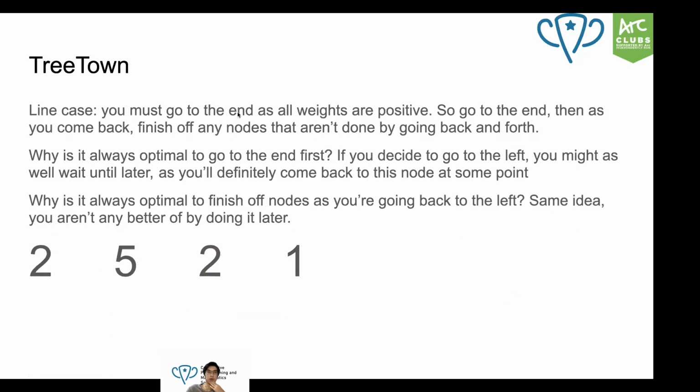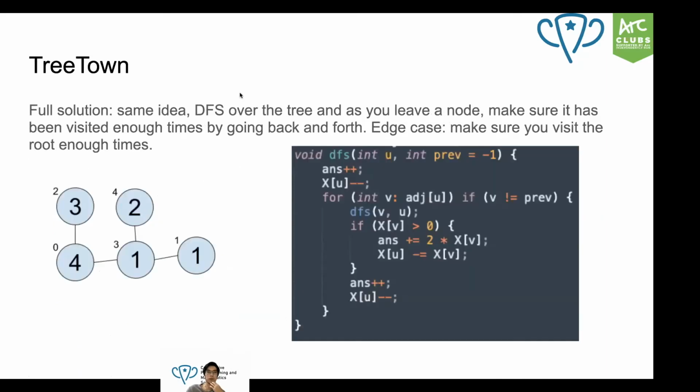So the full solution is basically you just do the same thing, but on a tree. In particular, if you've seen a DFS before, instead of just going down to the bottom of the line, you do a depth first search so that you cover every node, and also so that you exhaust every node as you come back up the tree. So I can walk through it in this case.